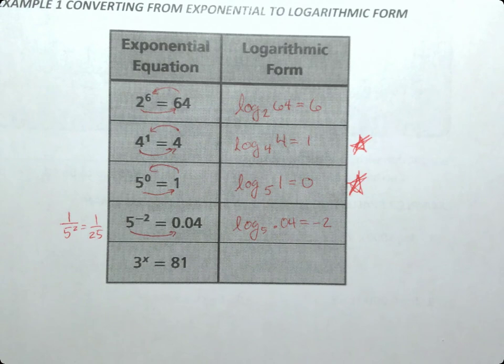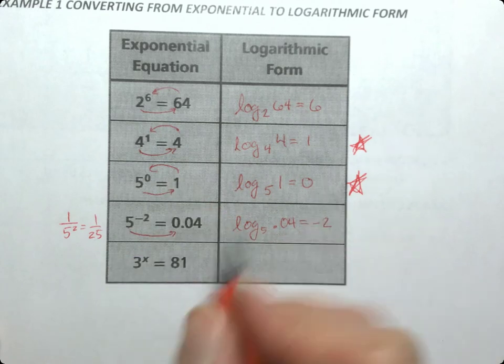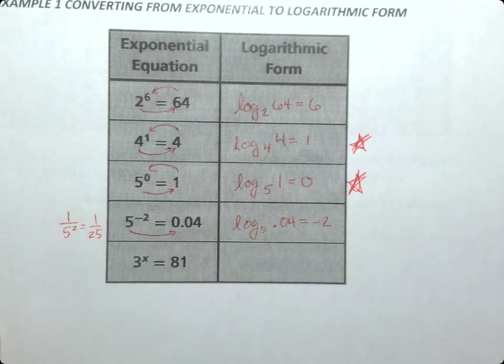Well, it happens to be 4. 3 to the third is 27. Another 3 gives us that. We don't need to know that, but I could tell you that x is 4. But what if it was some weird number?